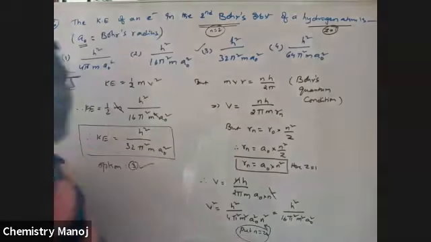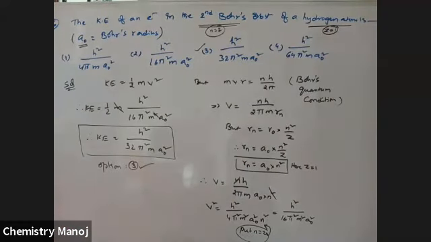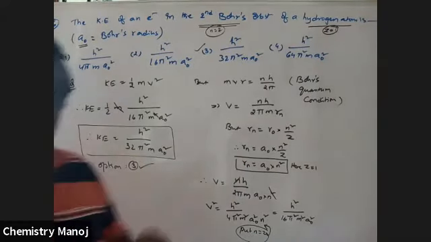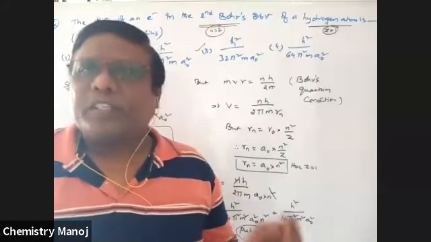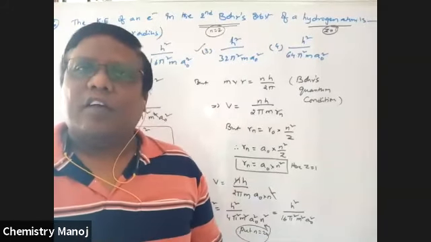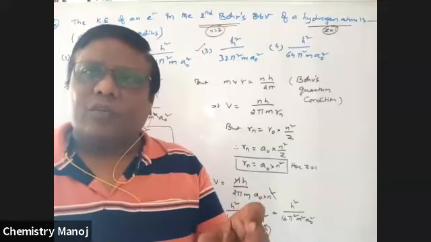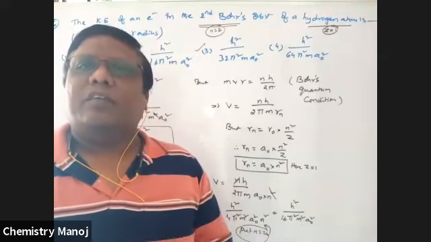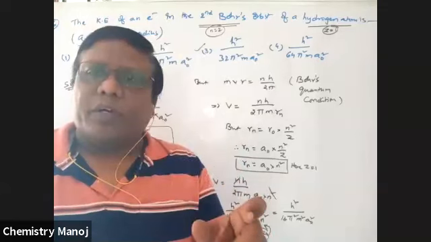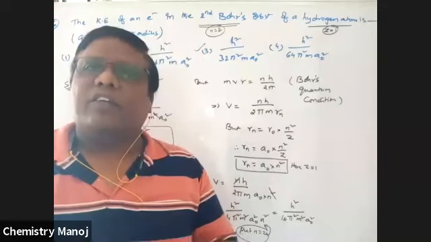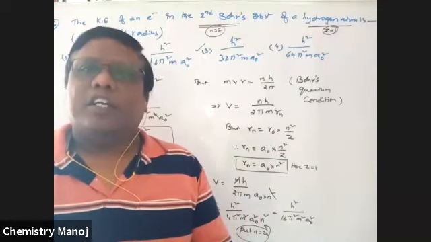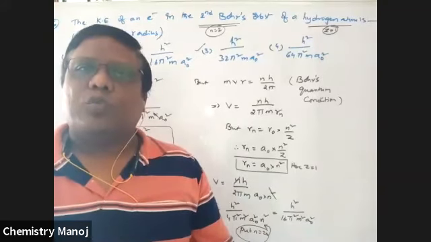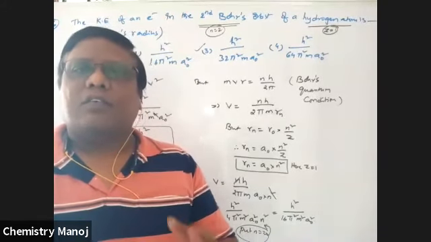It is nothing but Bohr's quantum condition. What is the meaning of quantization after completion of this topic? Quantization is fixing of a certain property to a multiple of a fixed value. So multiplication: one times, two times, three times. That is called quantization.